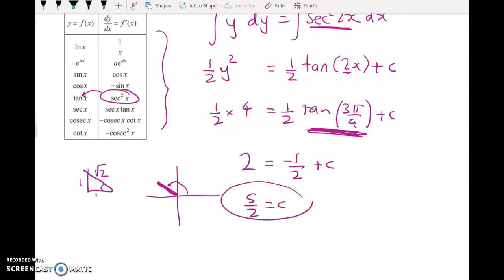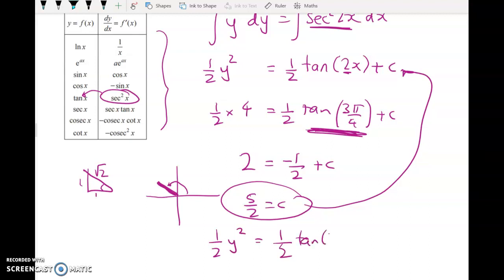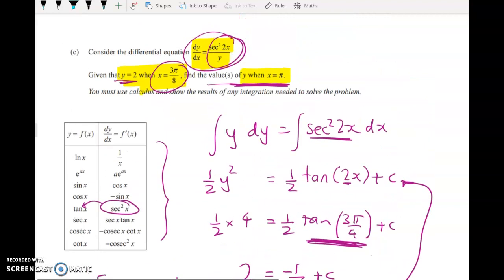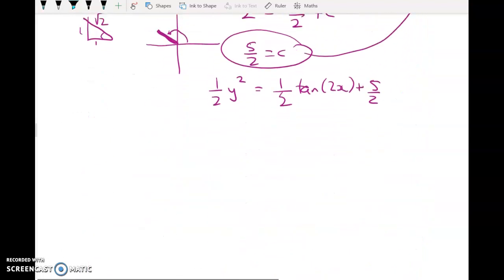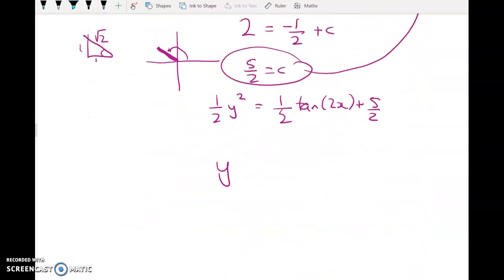So we can put all of this back into here, and as I said, we don't need to go through and make y the subject, because all we have to do in this question is figure out what the value of y is when x is equal to pi. Now, they've given you a clue here as well. They've said values of y. I am going to just times everything through by 2 to save a bit of work. So we get y squared equals tan of 2x plus 5. And when x is equal to pi, we get y squared is equal to tan of 2 pi.